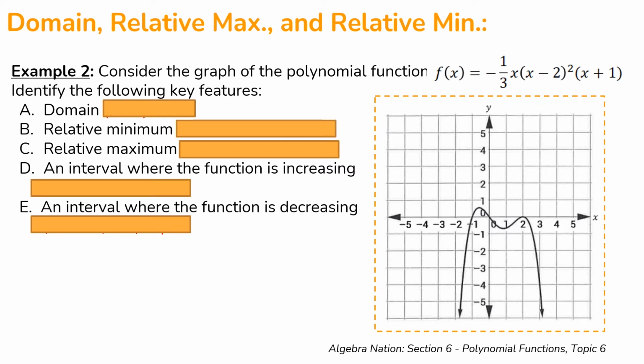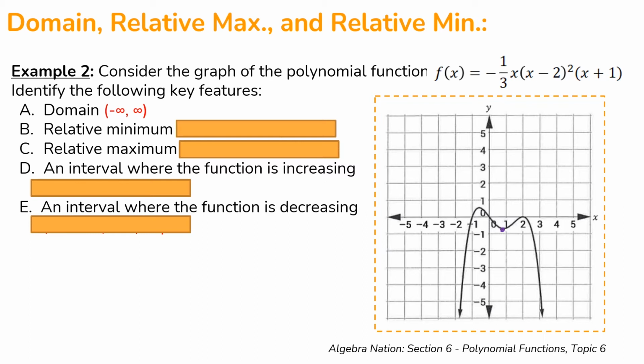Now let's take a look at the domain and relative minimum and maximum of this graph here. It says consider the graph of the polynomial function f of x equals negative 1/3 x times (x minus 2) squared times (x plus 1), and we want to identify the following key features. So first, we're identifying the domain. Remember, the domain of a polynomial is the entire set of real numbers, so the domain would be from negative infinity to positive infinity in interval notation, or we could just say all real numbers.